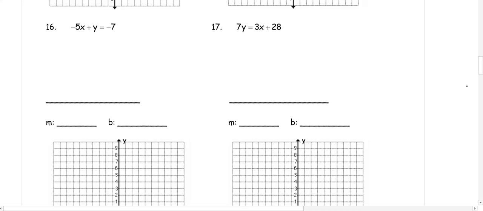Now in 15 or in 16, it's not in function form yet. So the y is not by itself. So first I need to get the y by itself. So I'm going to add 5x to both sides. And we get that y equals 5x minus 7. So based on that equation, that means I'm going to have a slope of 5, or I can write that as 5 over 1, and a y-intercept of 0, -7.